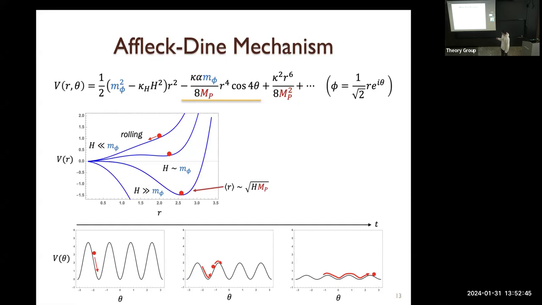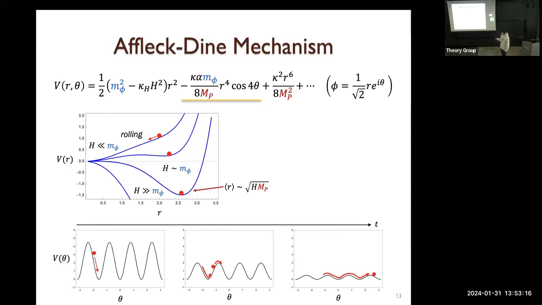Then let's look at the angular field. Before the potential is lifted, the theta angular field mass is actually much smaller than the Hubble. So initially, the angular field is frozen at the initial value before it is lifted. But after the potential is lifted, the mass of the angular field is similar to or even smaller than the Hubble, and it can start to roll.